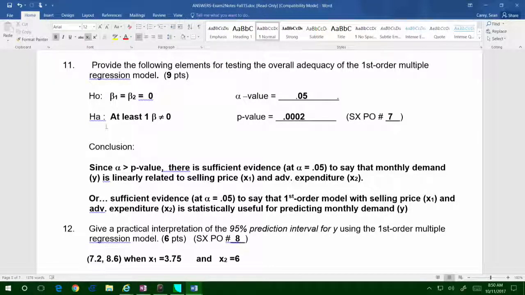and I say that since alpha is greater than P, there is sufficient evidence to say that the monthly demand Y is linearly related to selling price and advertising expenditure. Or I could say, either one's acceptable to me, you could say that the first order model with selling price X1 and advertising expenditure X2 is statistically useful for predicting demand Y. So as long as you get your words of the problem right, you got this answer. So we have a statistically useful model.